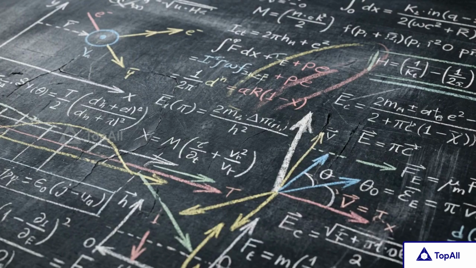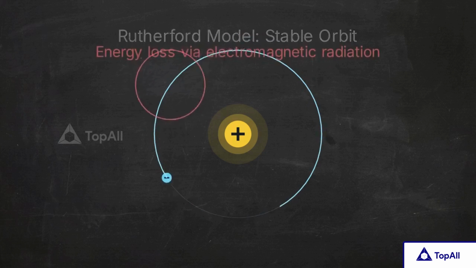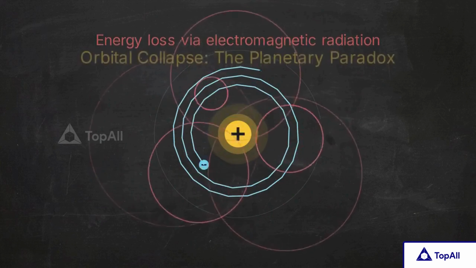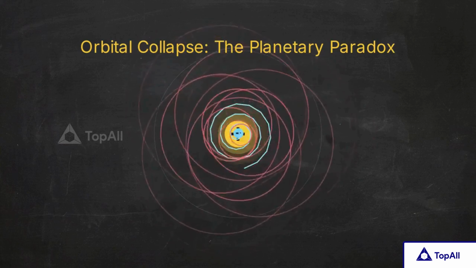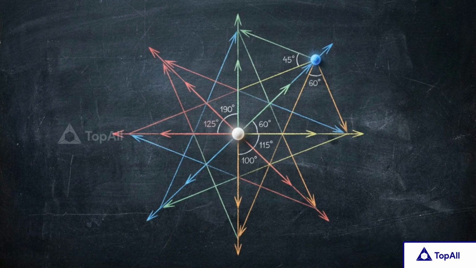But this planetary model introduces a conflict with classical physics. A revolving electron is constantly accelerating, and according to electromagnetic theory, an accelerating charge must radiate energy, meaning it should eventually spiral inward and collide with the nucleus. To understand why atoms remain stable, we must look past the physical appearance of the orbit and calculate the mathematical forces that bind these particles across the void.